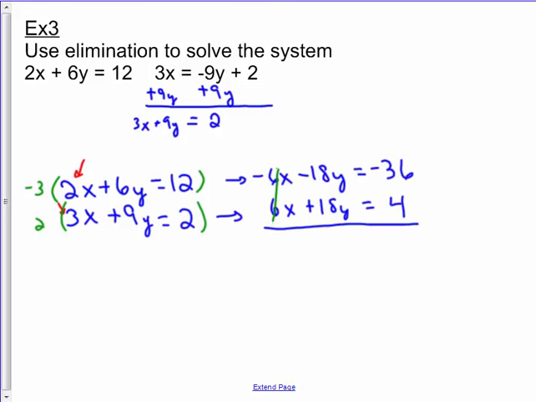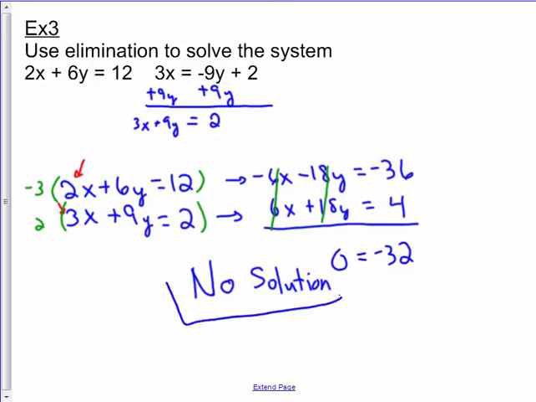I look at my x's. My x's cancel out, which isn't surprising, but my y's also cancel out. So I'm left with 0 on the left side, and I'm left with -32 on the right side. So 0 equals -32. Is that true? No. So what does that mean? No solution. Obviously, if we got a true statement, 0 equals 0, it would be infinitely many solutions, like the ones that we've looked at with graphing and substitution.